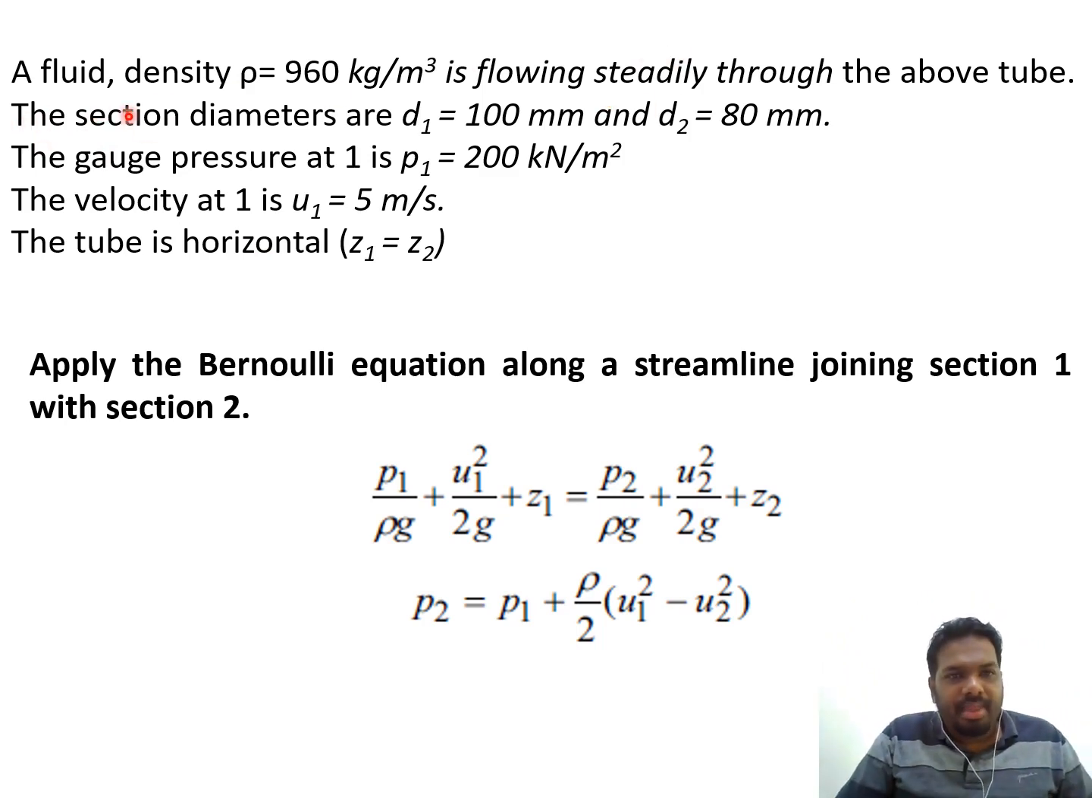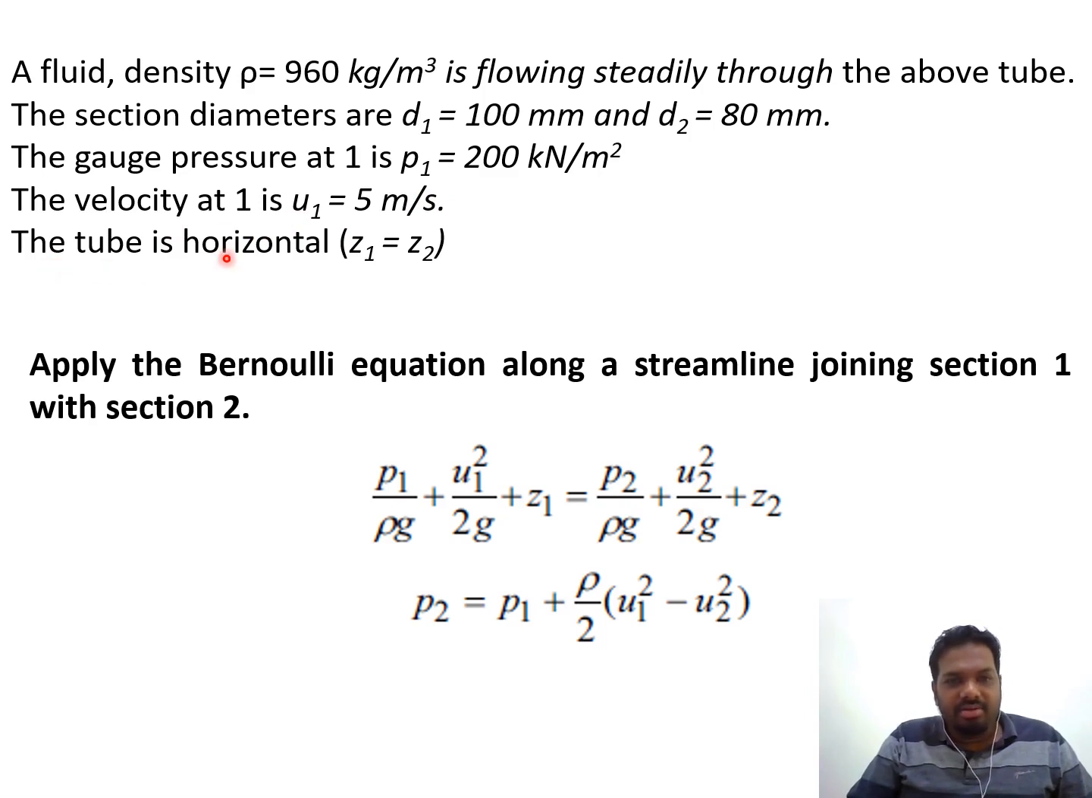A fluid with a density of 960 kilograms per meter cubed is flowing steadily through the above tube. All the values of the diameters d1 and d2 are given, and you can use them to find the area. Pressure P1 equals 200 kilonewtons per meter square. This is the final equation, so you just need to replace the values inside. The velocity u1 equals 5 meters per second.